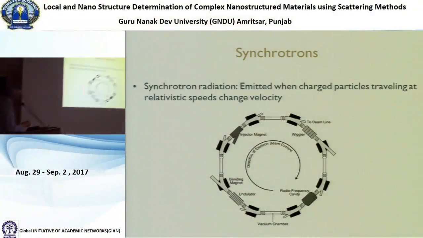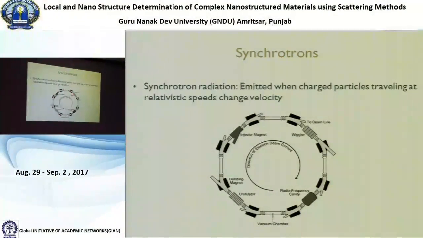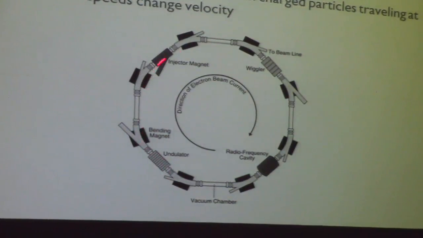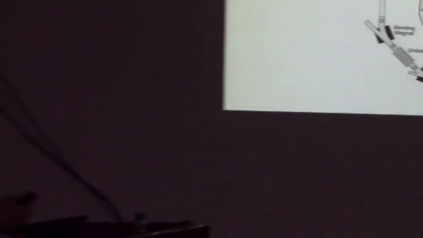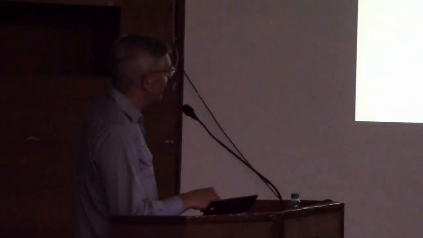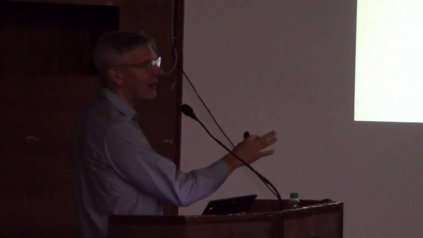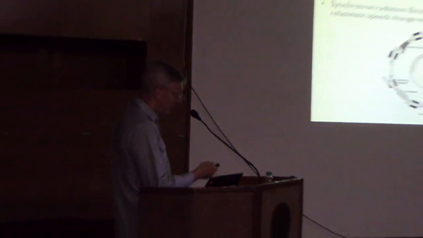So when the electrons go around the ring, they actually slow down a little bit, because they're losing energy at each of these places. Every time they emit some electromagnetic radiation, they're losing energy. And you need this RF cavity to then accelerate them back up so that they can make another journey around.